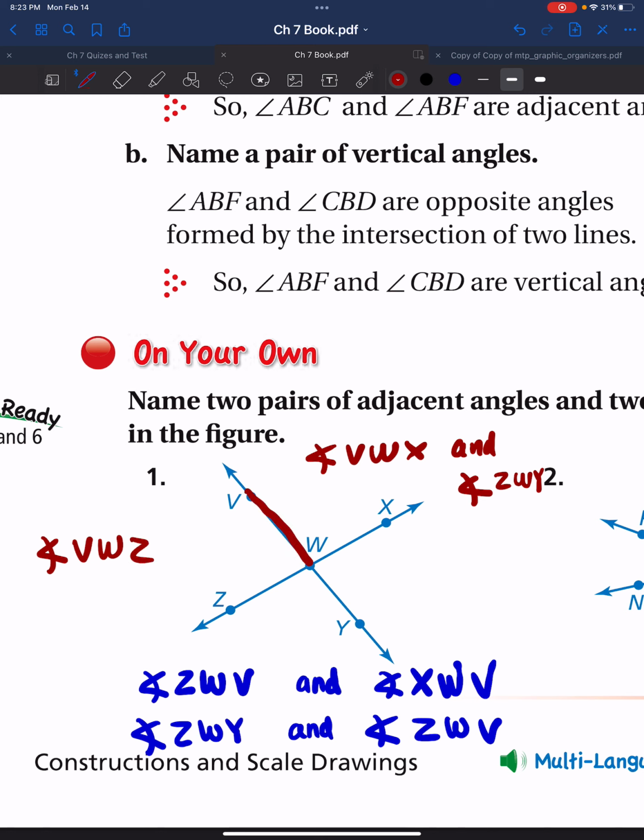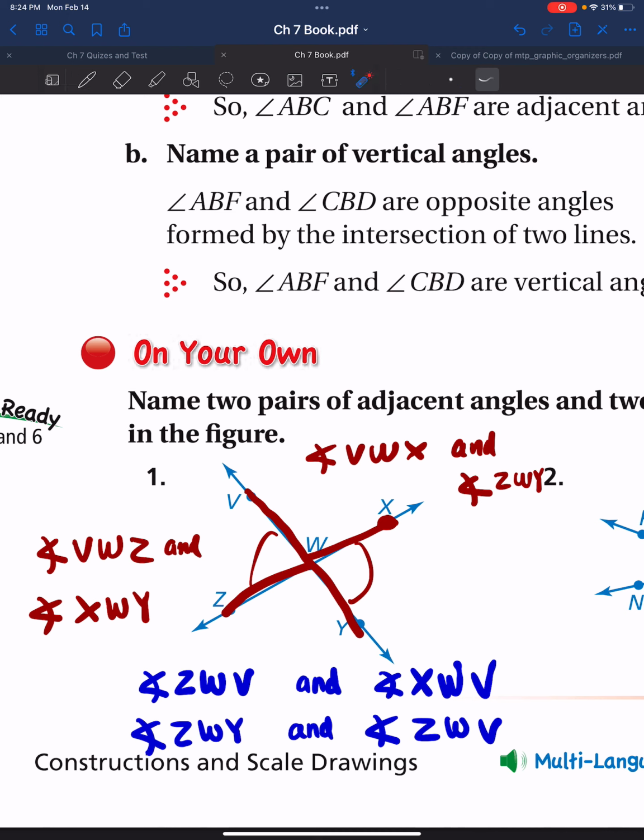VWZ, so this guy, and angle XWY. Okay, so those would be vertical because these two are the same.